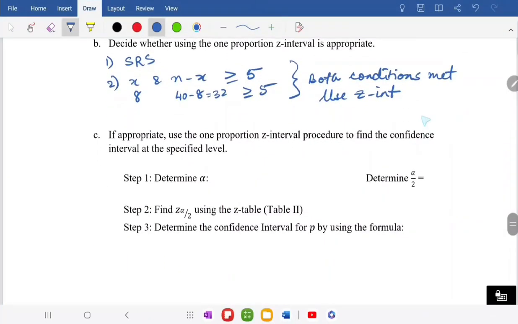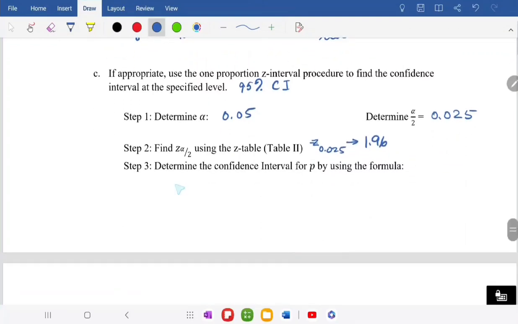Okay, so now we have to find the confidence interval. Again, all questions in chapter 12 will use the Z distribution. All right, so determine alpha. We are finding a 95% confidence interval that gives us an alpha value of 0.05, and our alpha by 2 is 0.025. Z of alpha by 2, which is Z of 0.025, is 1.96. We can now calculate the confidence interval for P by using the formula.